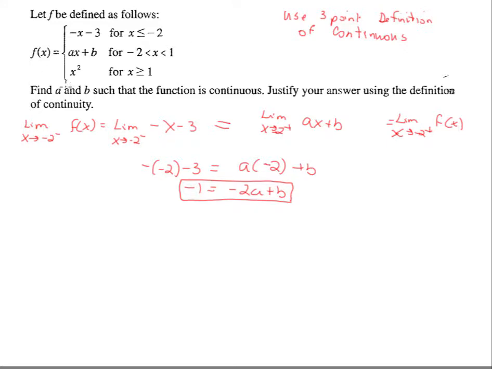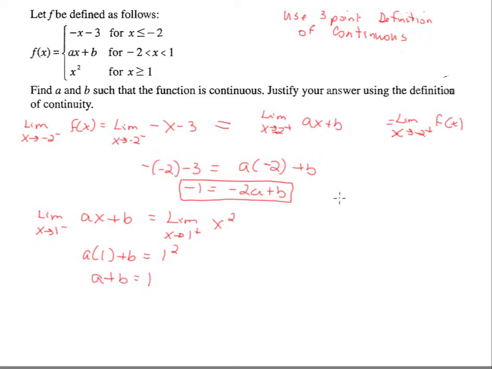Now I'm going to use my second point of possible discontinuity at 1, and we're going to set this up so I must have a continuous function. Again, the limit from the left of 1 must equal the limit from the right of 1. If I'm looking at the left of 1, I'm going to use the middle equation, which is ax plus b, and that has to equal the limit from the right of 1, which would be the bottom equation, x squared. Using direct substitution, I end up with the equation a plus b is equal to 1.